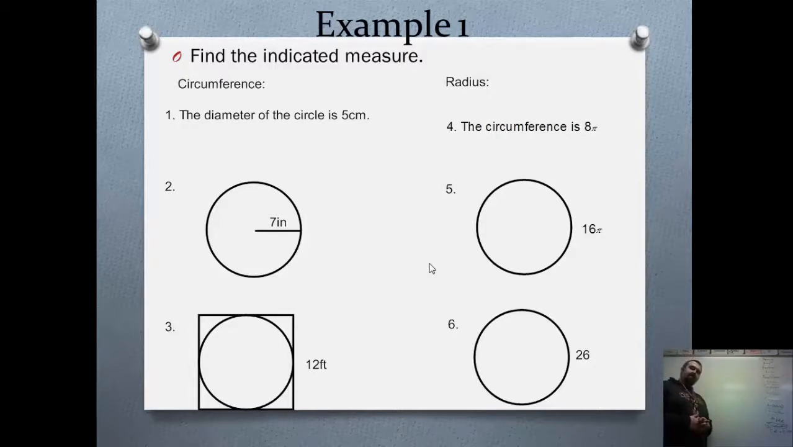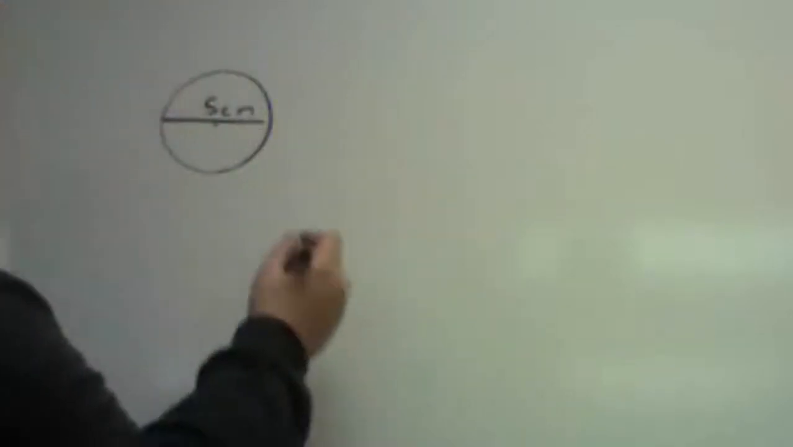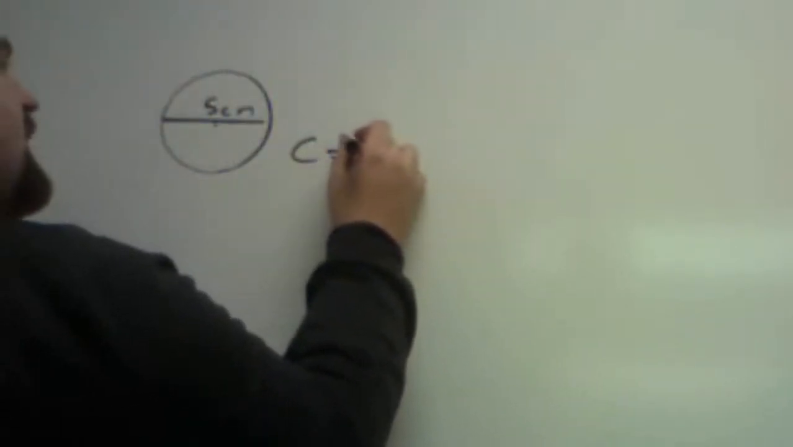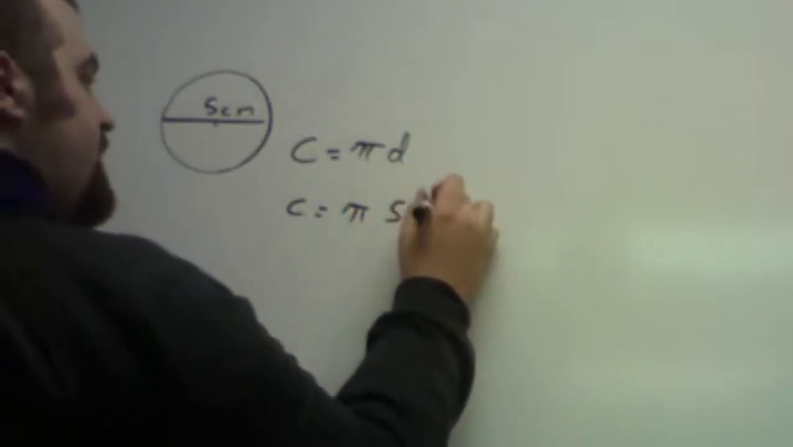So, in the first 3 problems, it says the diameter of a circle is 5 centimeters. Well, they don't give me a circle, so let's quickly draw one. So, I have a circle. They said the diameter is 5 centimeters. I'm looking for circumference, so circumference is equal to pi times d. So circumference equals pi times 5 centimeters.